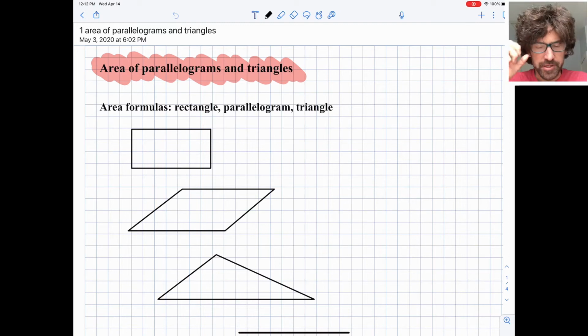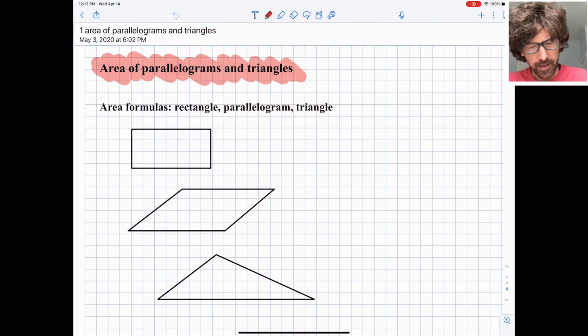All right, this is a video for geometry on area of parallelograms and rectangles. We'll start off with a brief overview, a couple of formulas, and then we'll do a few solved examples. So the area formulas for rectangle, parallelogram, and triangle are as follows.